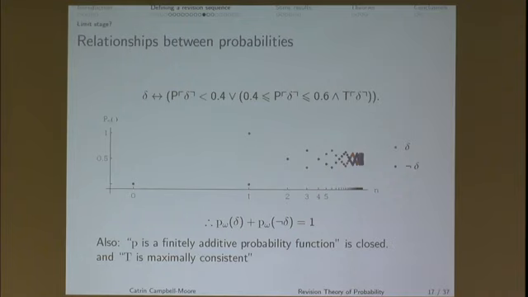So what should also be satisfied at the limit stage is that the probability of delta plus the probability of not delta is 1. And that's displayed by this example. But of course, being a finitely additive probability function is closed, and since being a finitely additive probability function is stable, that will also be satisfied at limits. And similarly for t being maximally consistent.